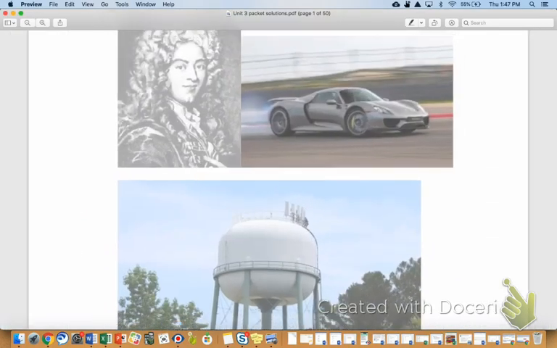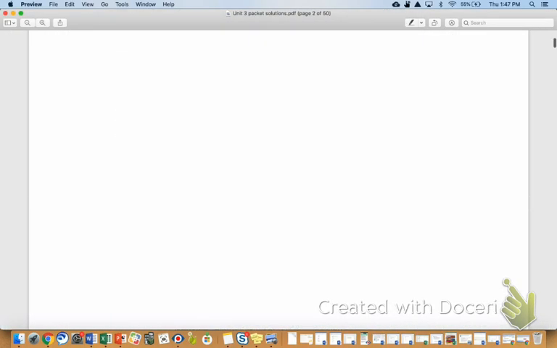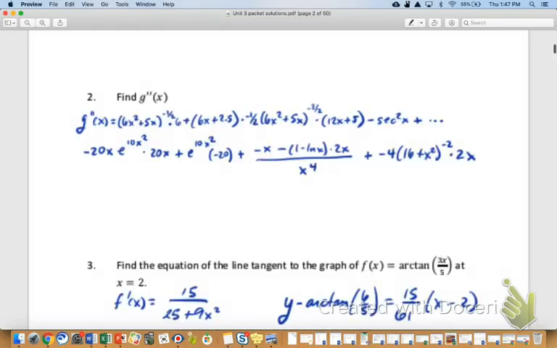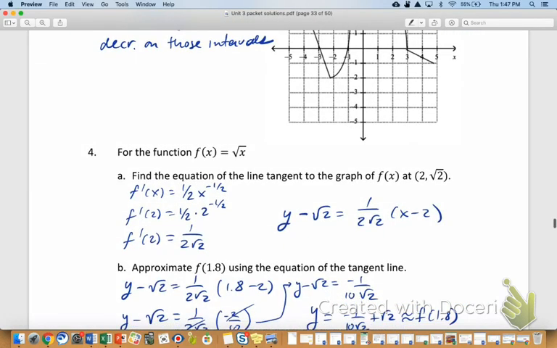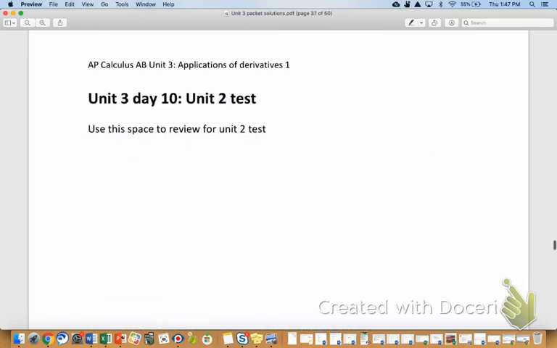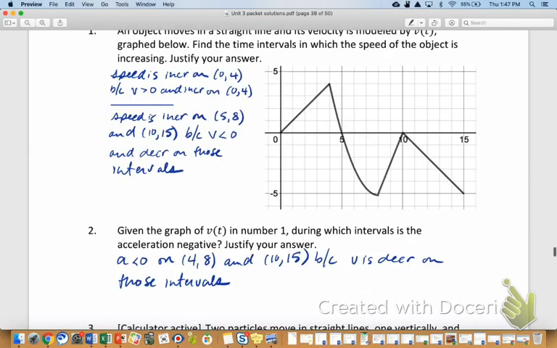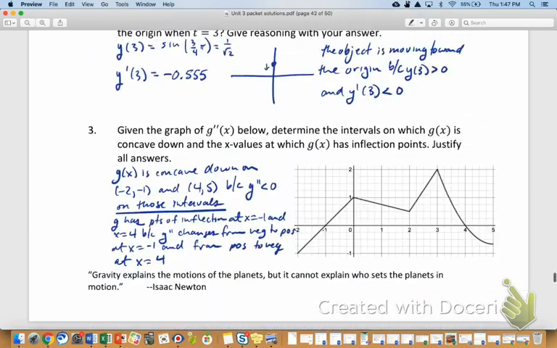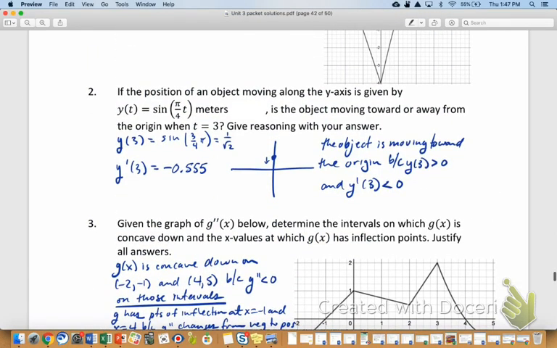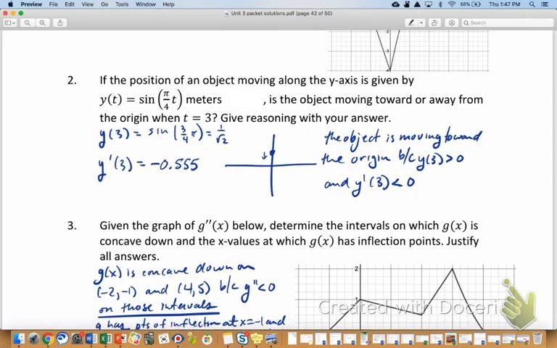Oh, why? What? Why did it just skip to the very front page? My computer's been doing some really wacky stuff lately. I don't know why. Day 11, let's try that again. There's day 12, and there's number 2.